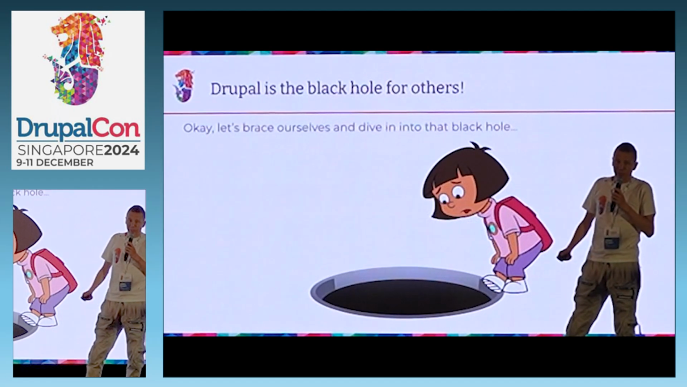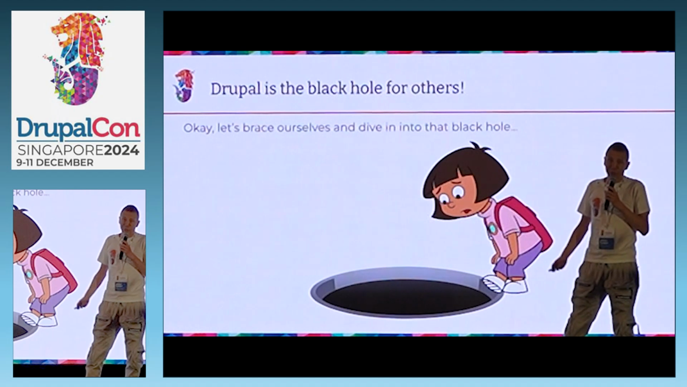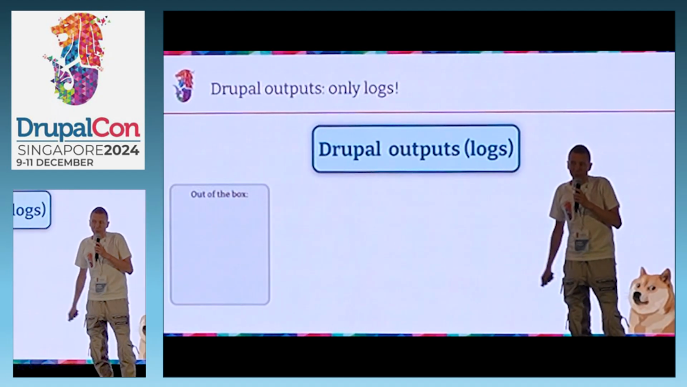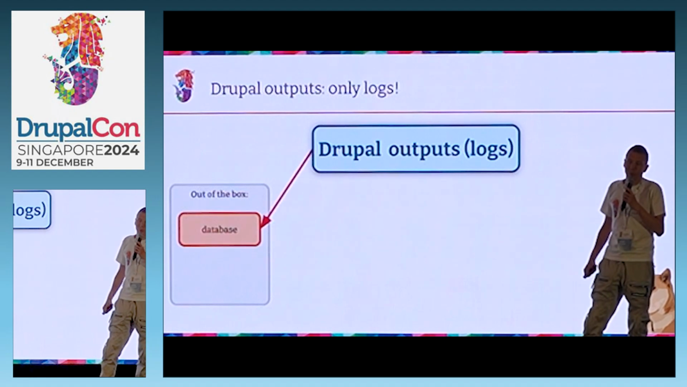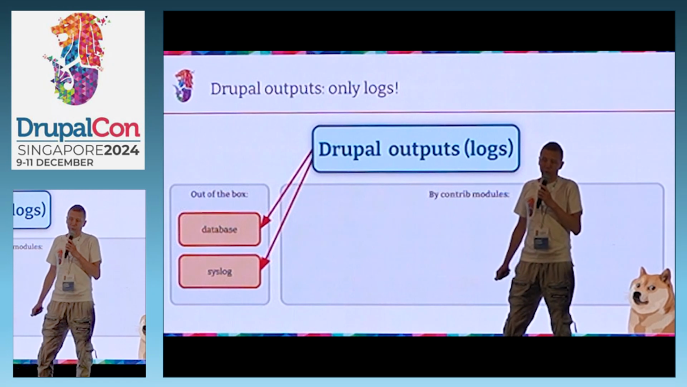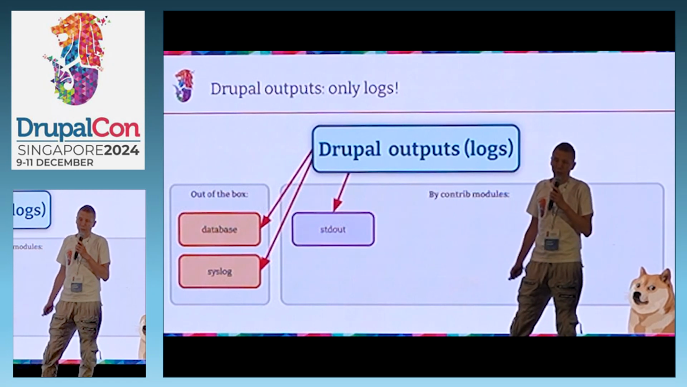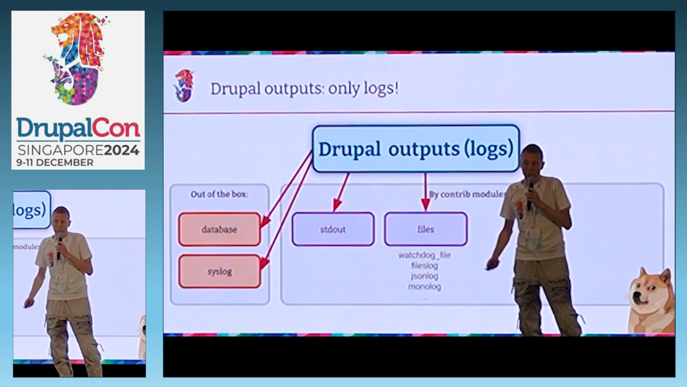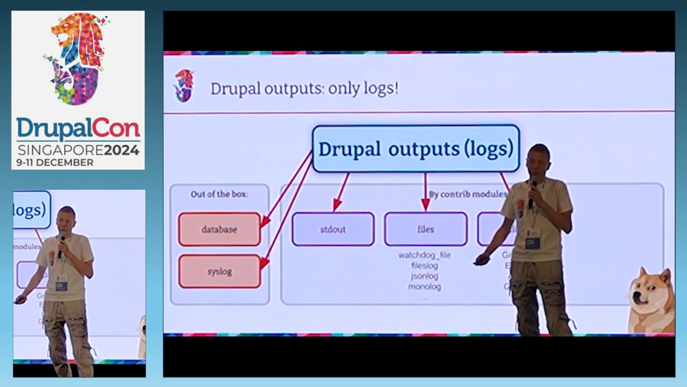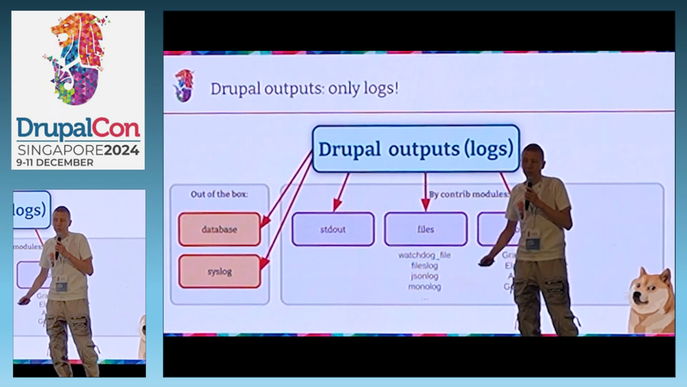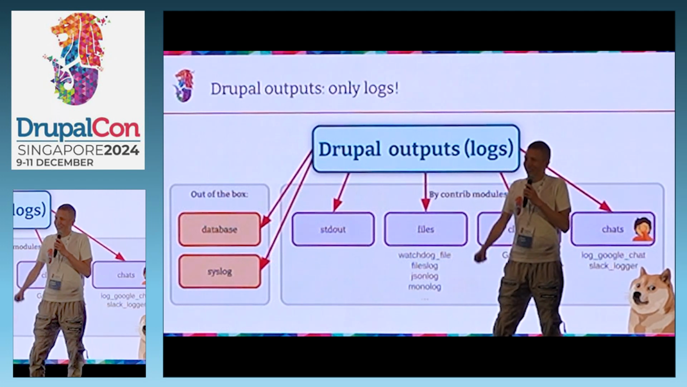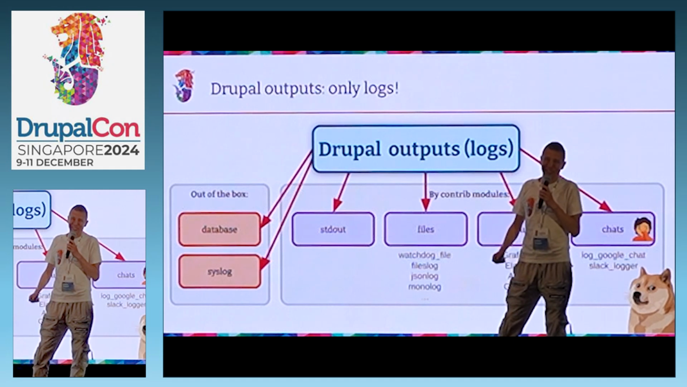Okay, let's brace ourselves and dive into that black hole and try to find there something that we can extract. So we have actually only logs, and we can put logs into database and into syslog. And using the contrib modules, we can also put them to stdout, to files, file log, JSON log, monolog. We can put them to cloud using Grafana, Elastic, AWS, Google Cloud. And even chats. I'm not sure if there are people that use chats for logging, but maybe.